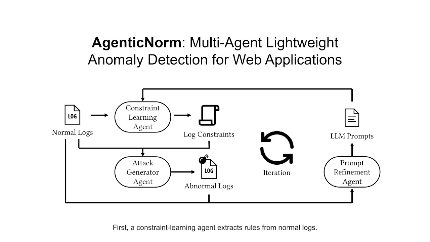Our method operates as a multi-agent loop. First, a constraint learning agent extracts rules from normal logs. Next, an attack generation agent creates adversarial logs that intentionally break these rules. Finally, a prompt refinement agent updates the prompt based on the missed attacks. Each round strengthens the rules, steadily improving accuracy without manual tuning.